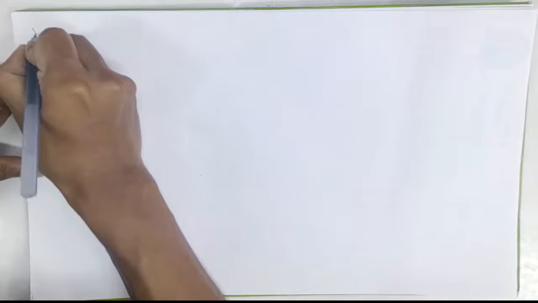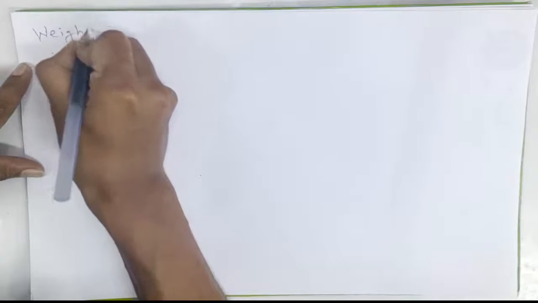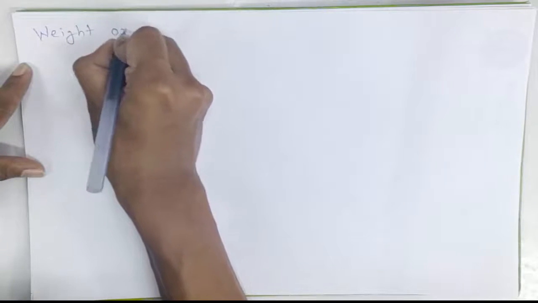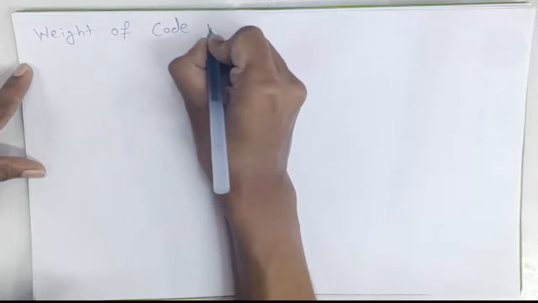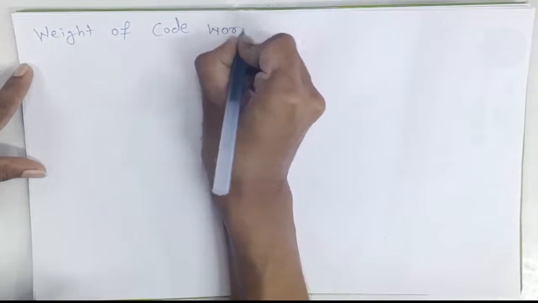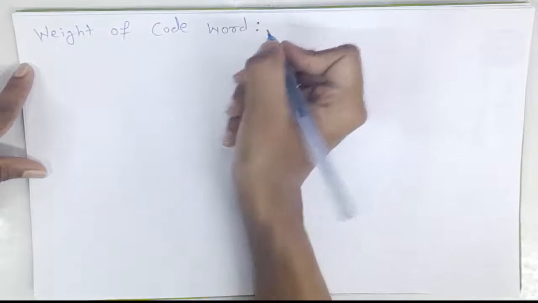Today we are going to study coding of binary information and error detection. So today we start with the weight of code word. Weight of code word. So weight of code word, here is the definition.